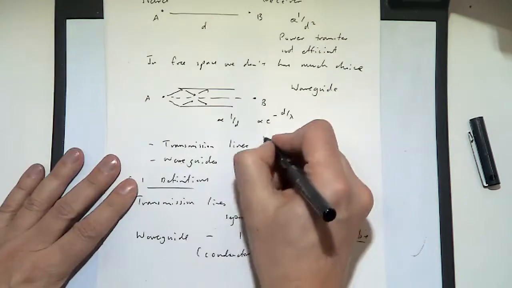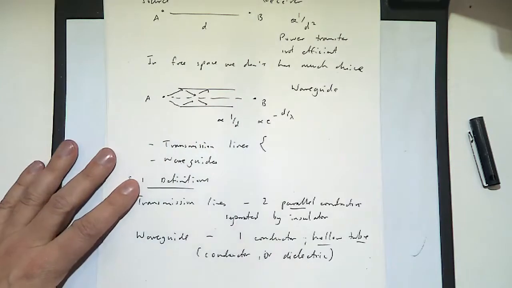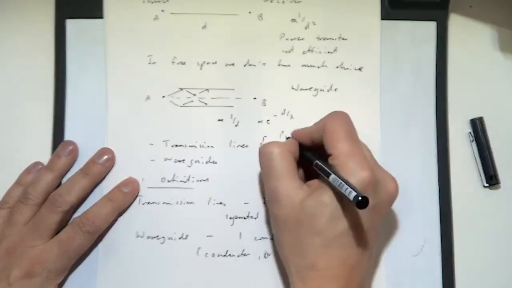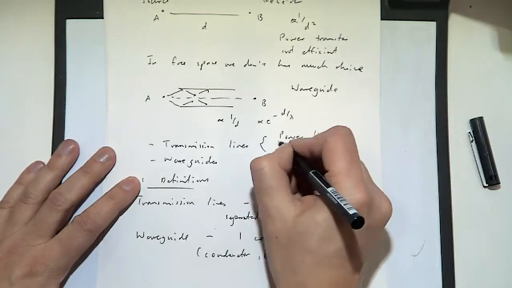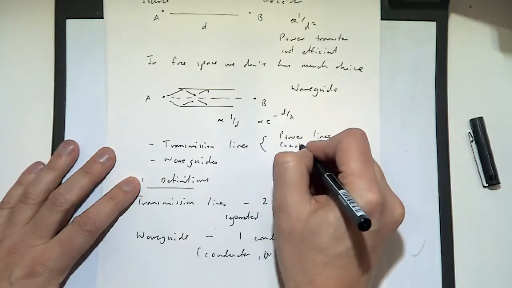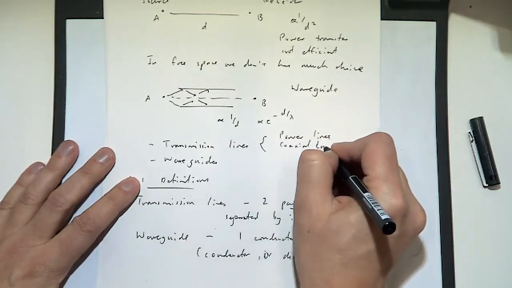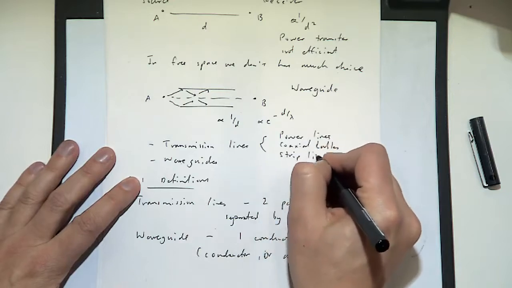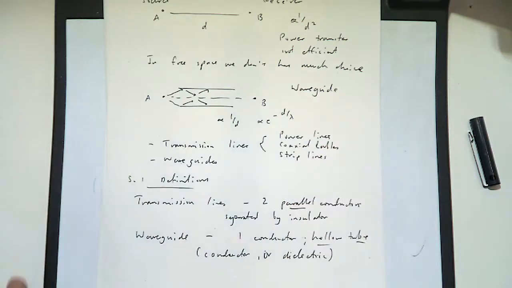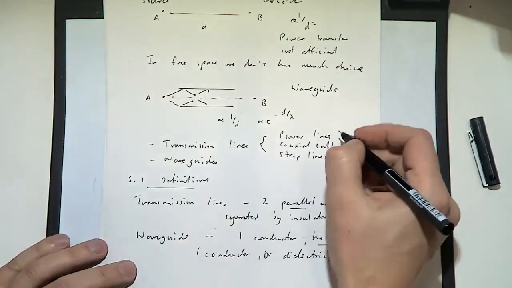So what kind of transmission lines might we come across? We'll go back up here. I'm kind of messing with your notes, sorry. Power lines are a form of transmission line. Coaxial cables, you'll have used those. And the so-called strip line, we'll look at that example in a bit more detail. Strip lines, sometimes said as two wires, sometimes as one. And in particular, we'll look at a thing called the microstrip.